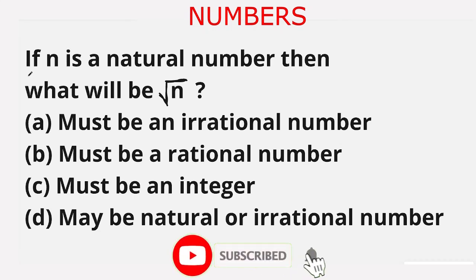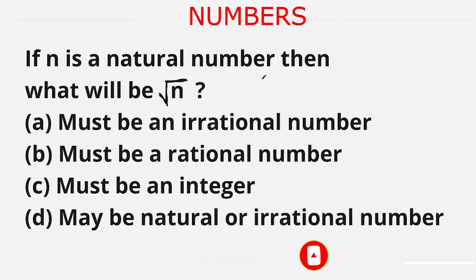Our question is, if n is a natural number, then what will be root n, or root over n? Option A, must be an irrational number. Option B, must be a rational number. Option C, must be an integer. Option D, may be natural or irrational number.